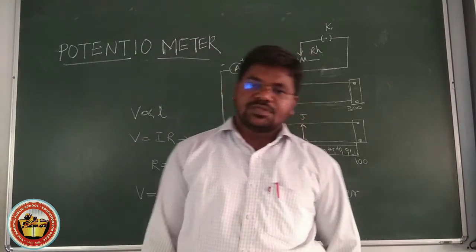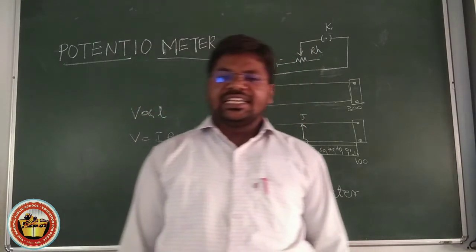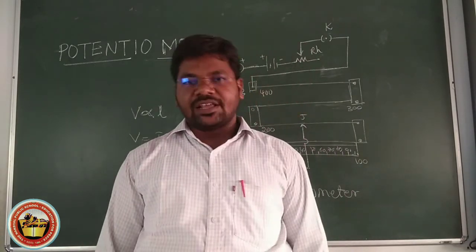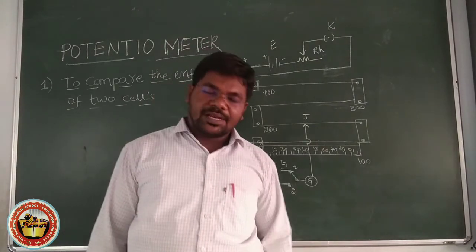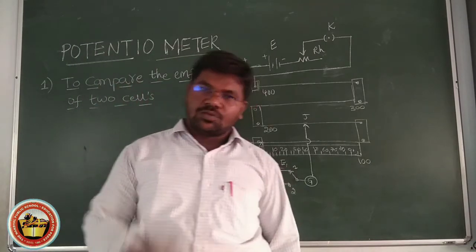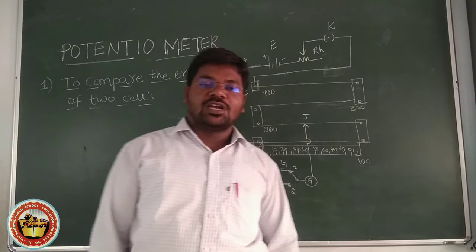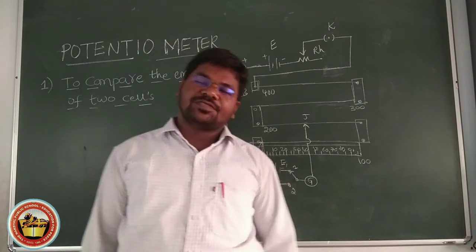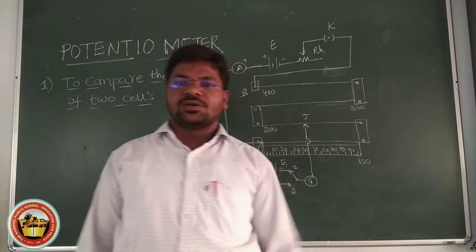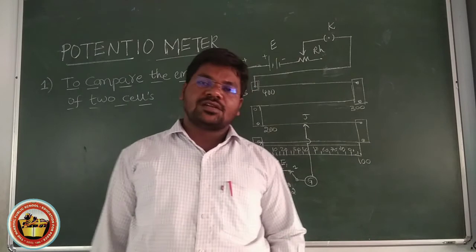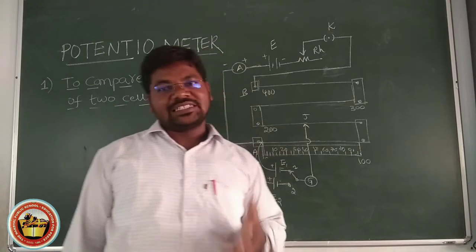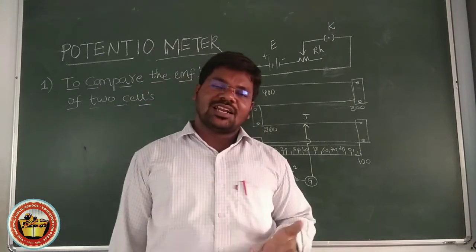The potential drop along the wire is directly proportional to the length of the wire. Coming to applications of potentiometer, we have two applications. First one, to compare the EMFs of cells. Suppose we have two cells, we can compare the ratio. Another one, to determine the internal resistance of a cell. So what is internal resistance?